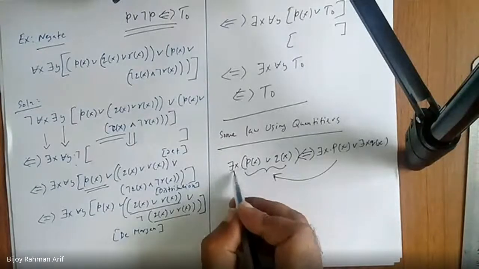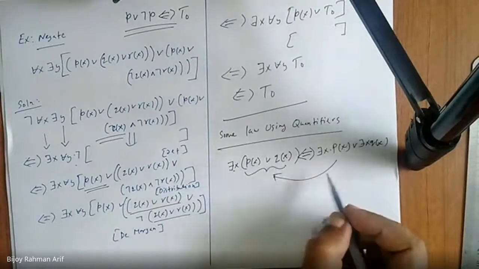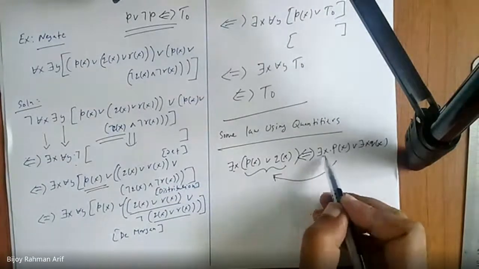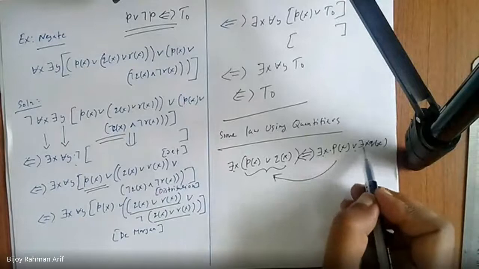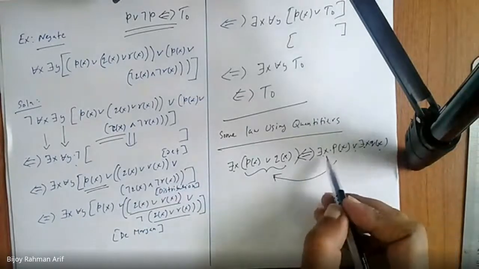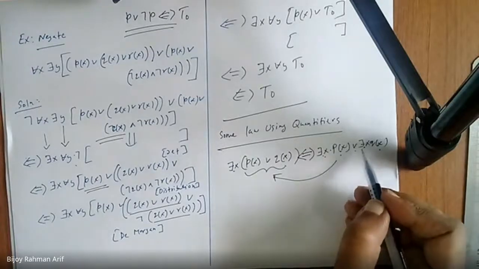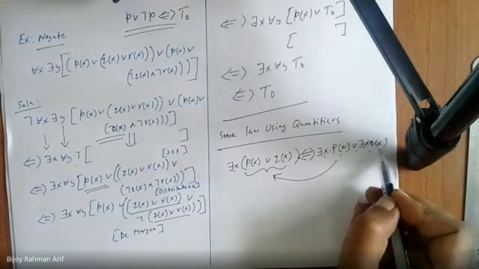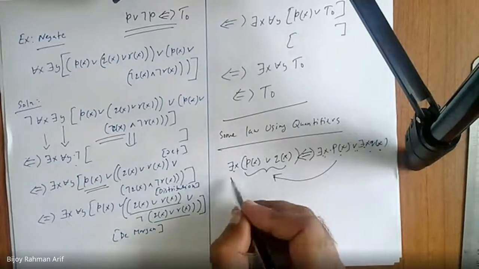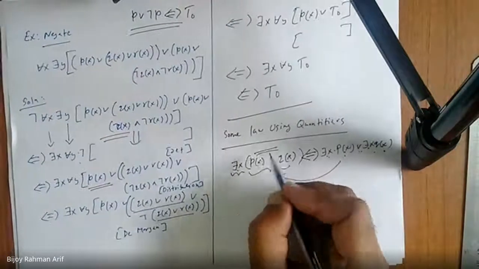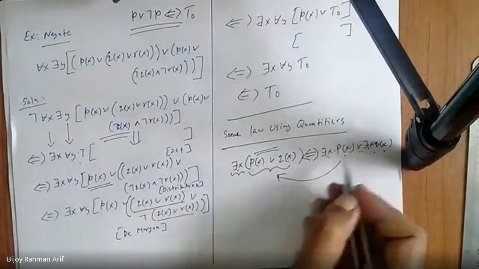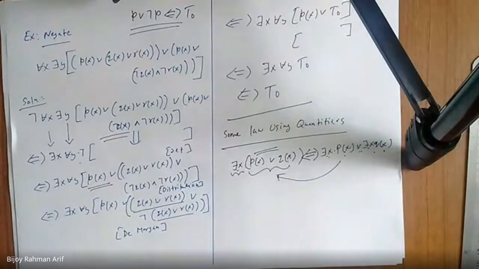Yes, sir. For some x, if the inner statement is true, that means either some x, px is true or some x, qx is true. Now, some value: if px is true or some value qx is true, then definitely for some x the inner statement is true. Am I right? Because one statement being true is enough to prove the inner statement is true. So it goes both ways, this one. Now let's go to this one.